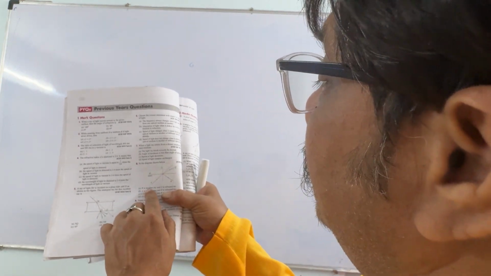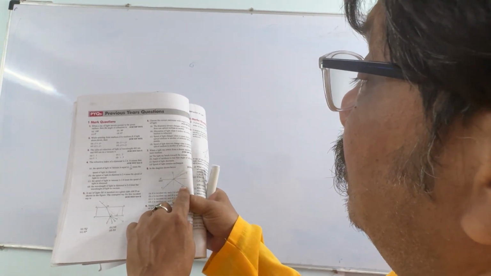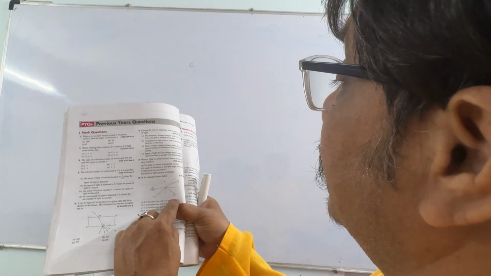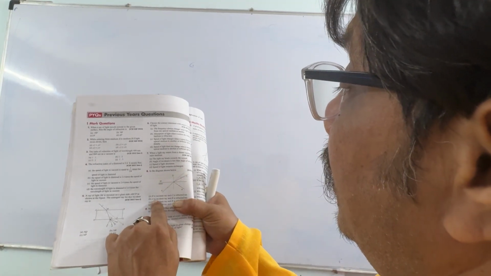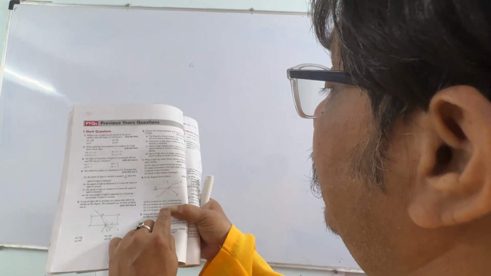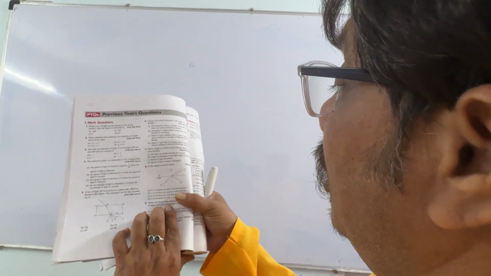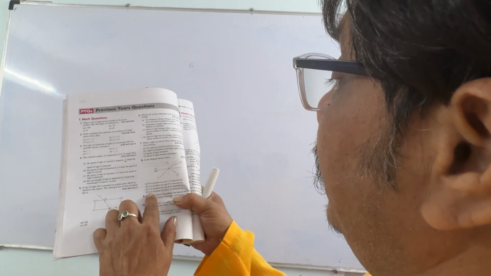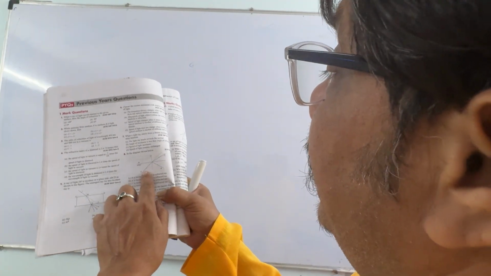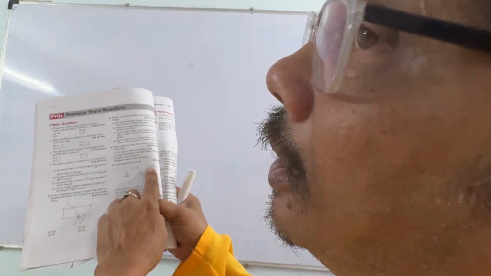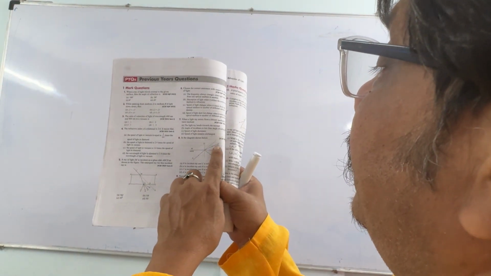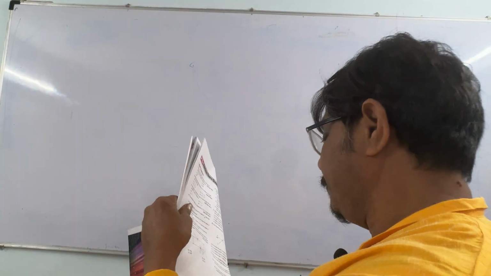So B is not an incident ray. C is the refracted ray. A is the incident ray, and B is the refracted ray? No, A is the incident ray and C is the refracted ray. Yeah, A is the incident ray and C is the refracted ray. This option is correct.